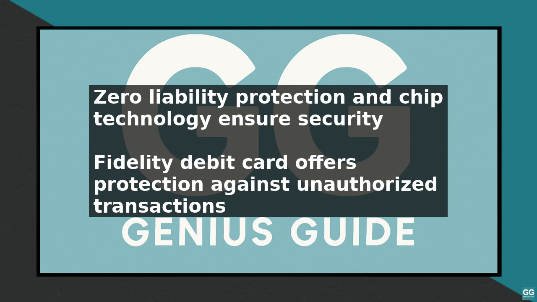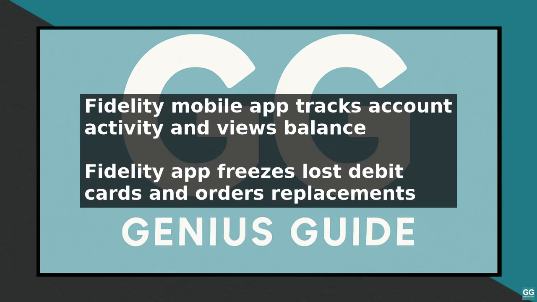To manage your Fidelity debit card, you can use the Fidelity mobile app or website to track your account activity, view your balance, and set up account alerts. You can also use the app to freeze your debit card if it is lost or stolen, and order a replacement card if needed.